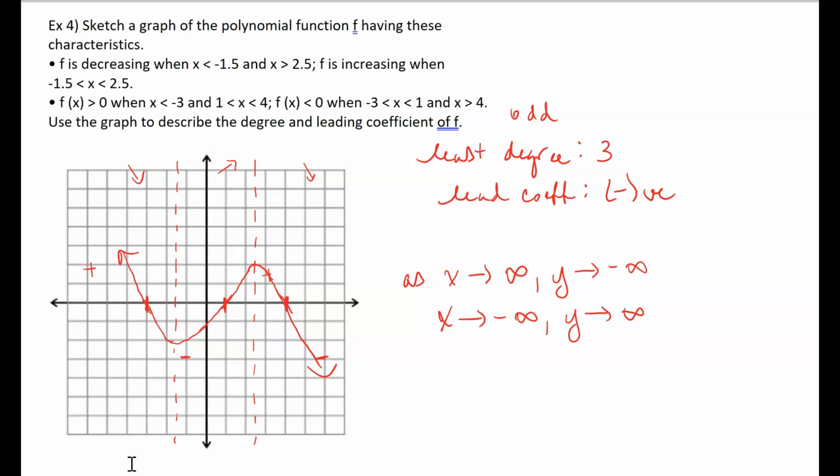And again, do we know what the actual y-intercept is? No. Do we know exactly where the graph turns around on the y? No. We're trying to get the end behavior. All right. So again, there were 3 intercepts here, so we know it has to be at least a 3rd degree. The tails are going in the opposite directions.